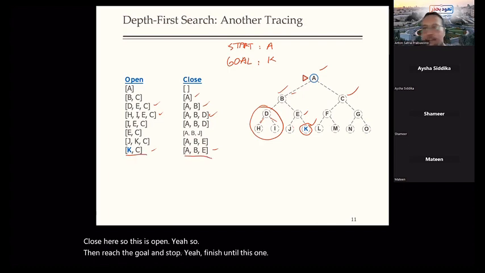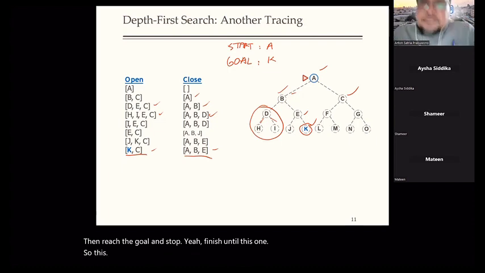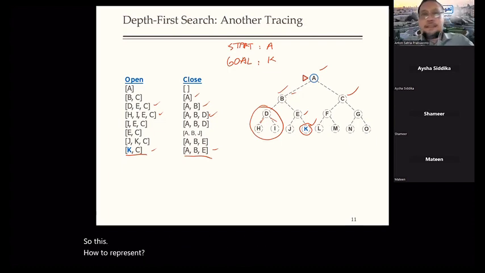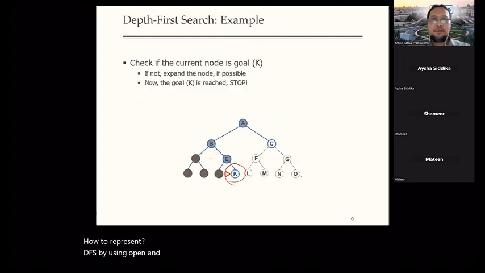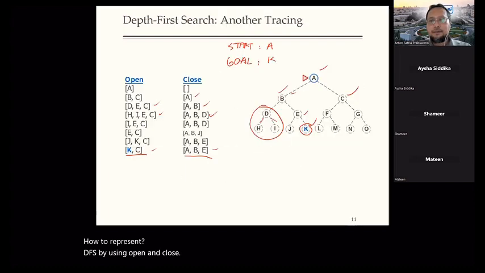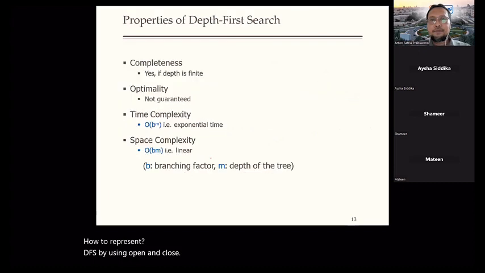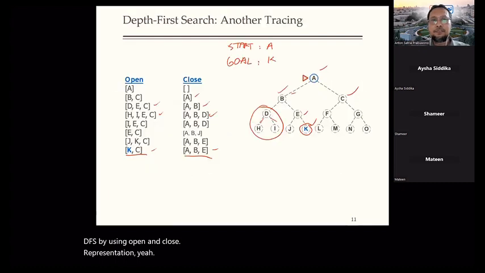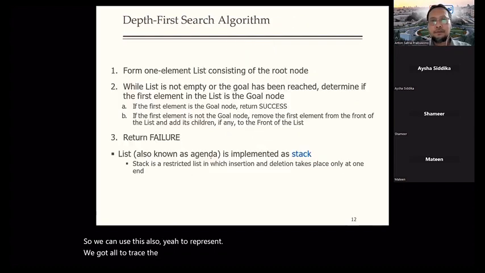So this is how to represent DFS by using the open and close representation. So we can use this also to represent DFS, or to trace the DFS, right?